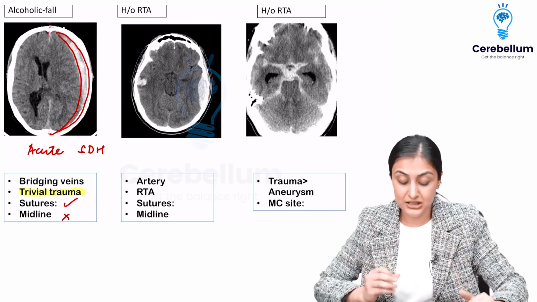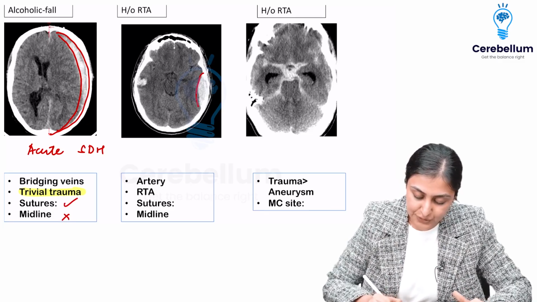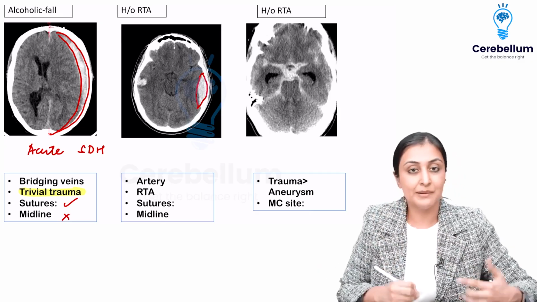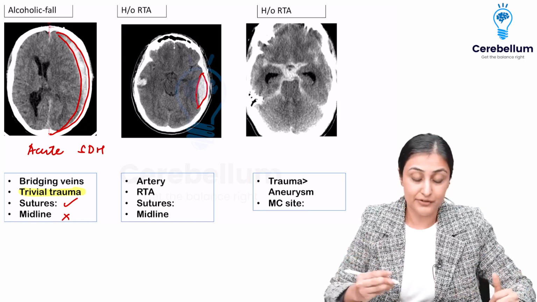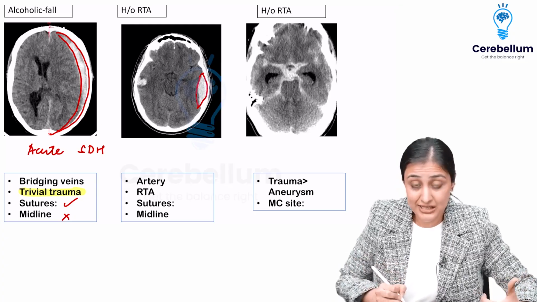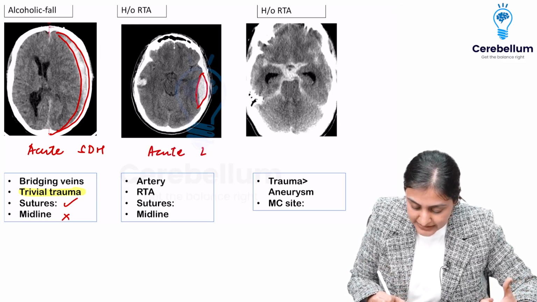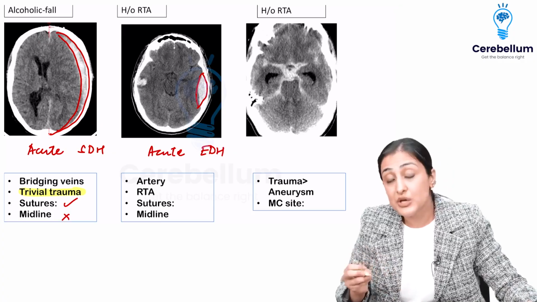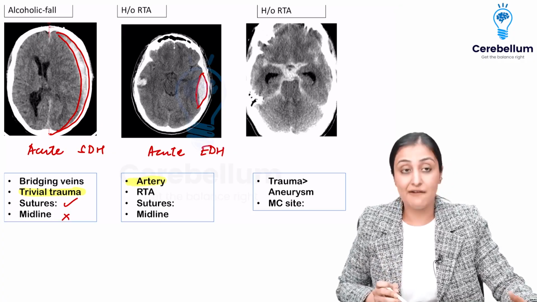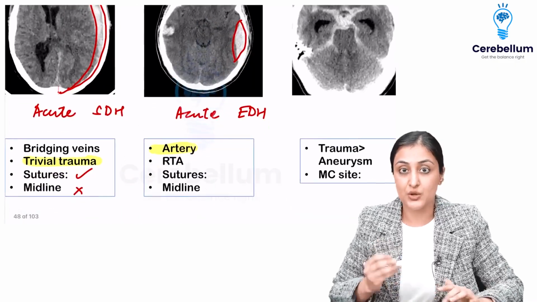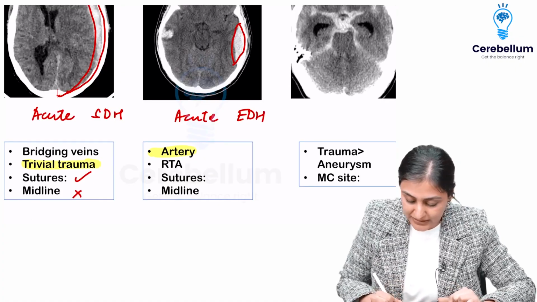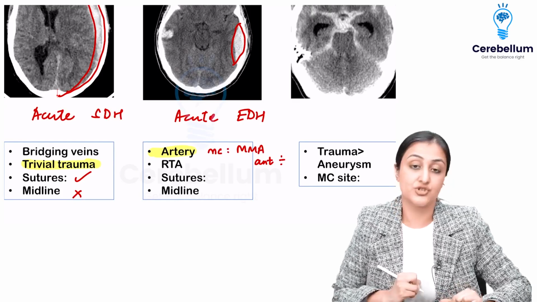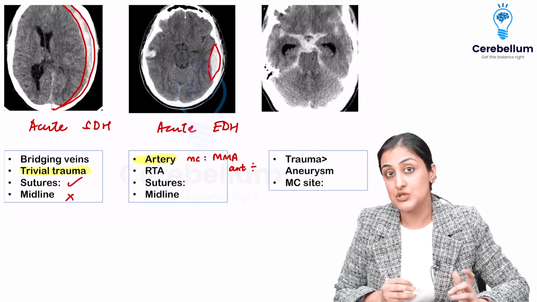On the other hand, there's this patient who has a history of a road traffic accident. What sort of a hematoma do we see? We see a lens-shaped, biconvex, whatever you want to call it, idly. So idly will help you remember EDH. This idly shaped hemorrhage is acute EDH, extradural hematoma. This is because of an arterial injury. You will usually have a severe road traffic accident here. The most common arterial bleed here is the middle meningeal artery. It's the anterior division of the middle meningeal artery which tends to bleed here.